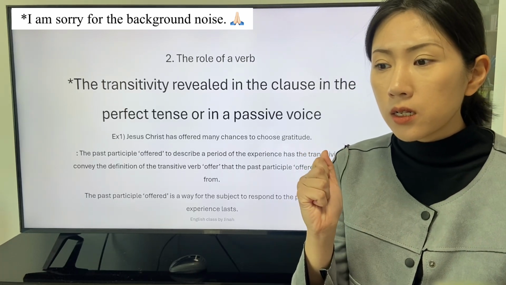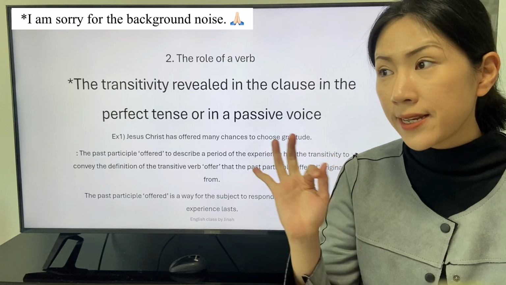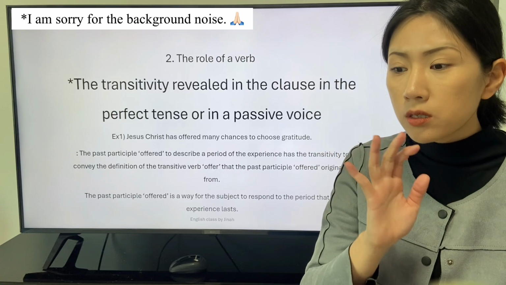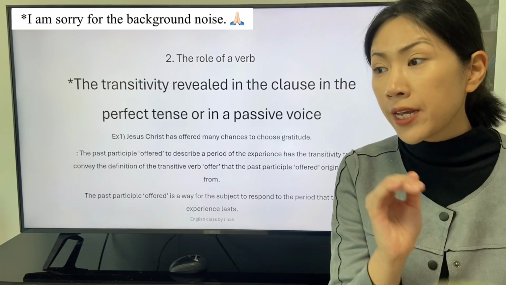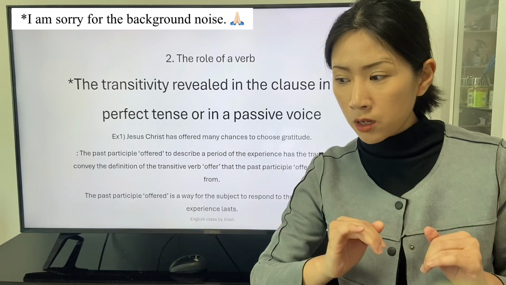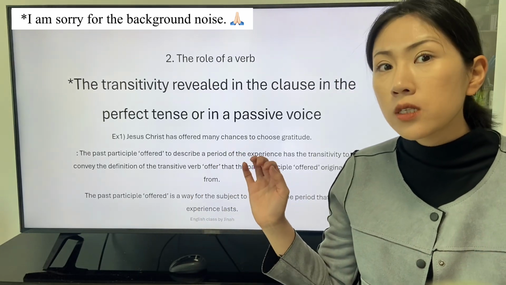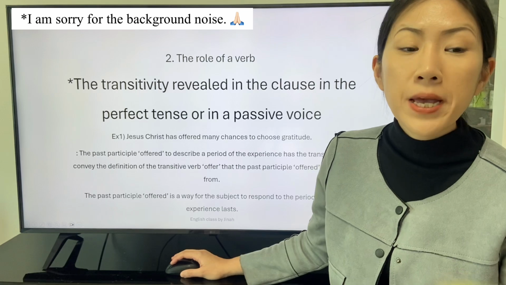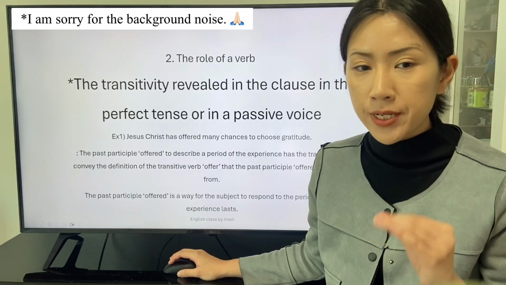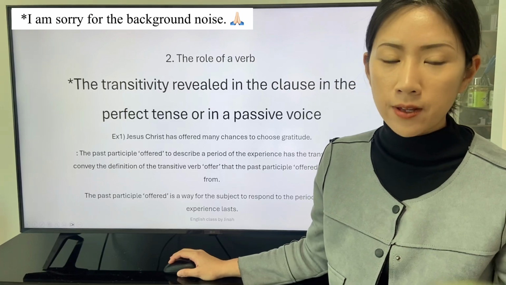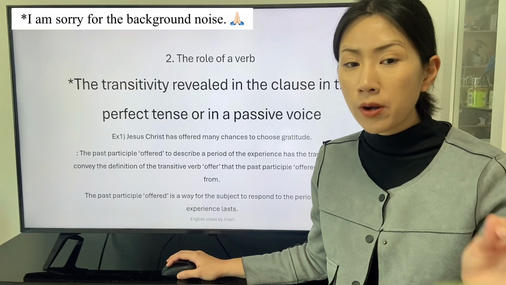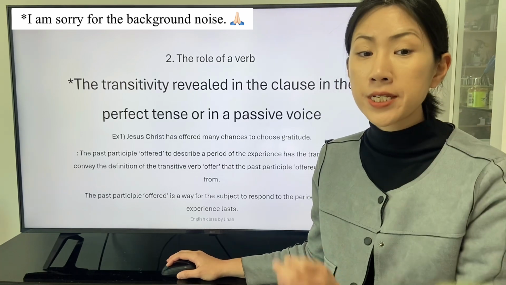remains the transitivity of the definition. So the transitivity of the past participle follows the transitivity of the verb. The past participle offered to describe a period of the experience has the transitivity to convey the definition of the transitive verb offer that the past participle offered originates from.